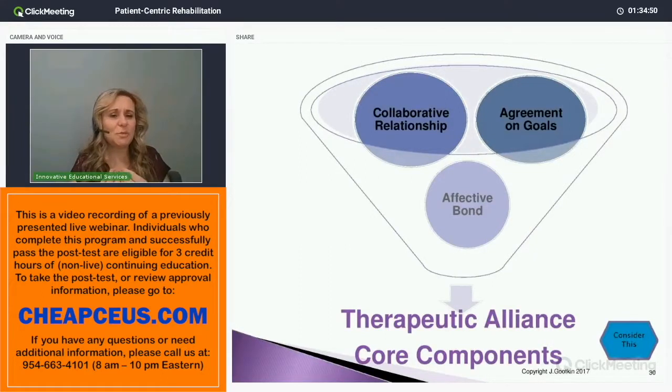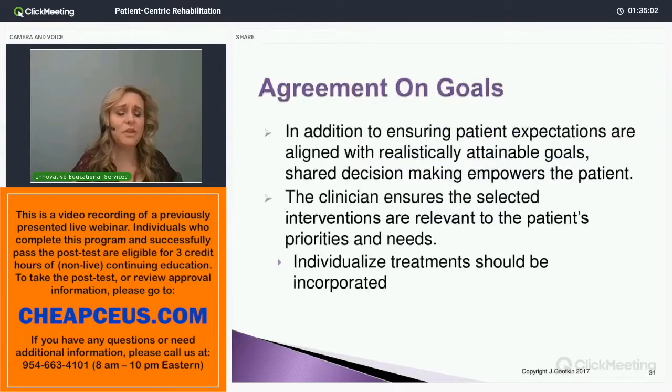This philosophy actually emerged in psychology, and it's translated over into rehabilitation as having all of these very influential factors for our positive outcomes. The agreement on goals we've talked about already. It's the fact that we want the patient to buy in. We want them to be stakeholders in the goal because it's for them, right? Ultimately, it's their life that we're trying to improve the function of.